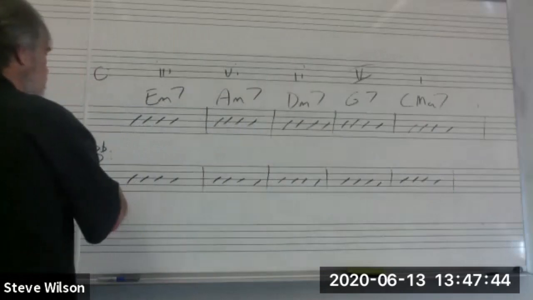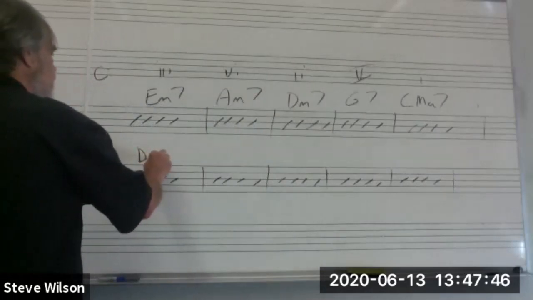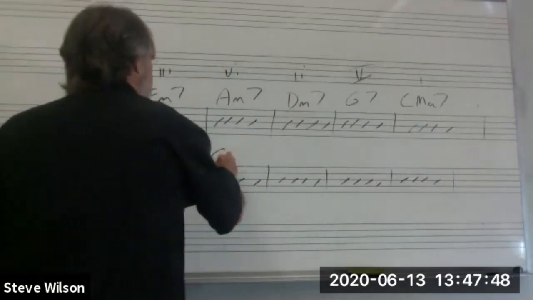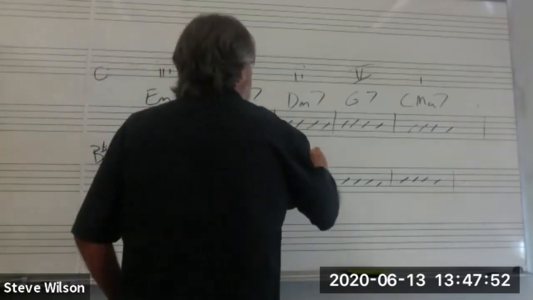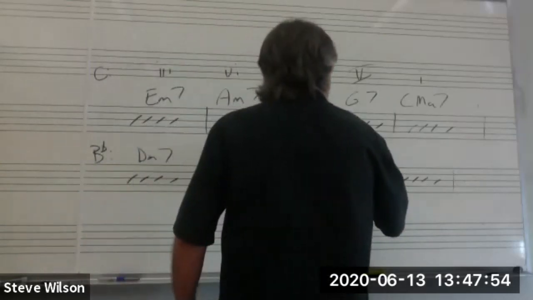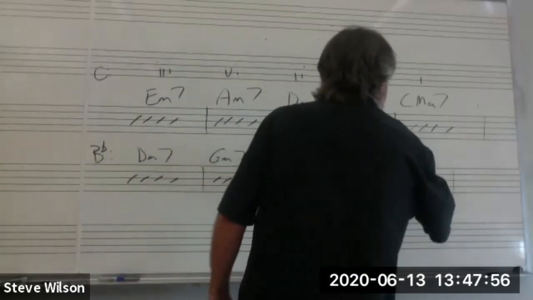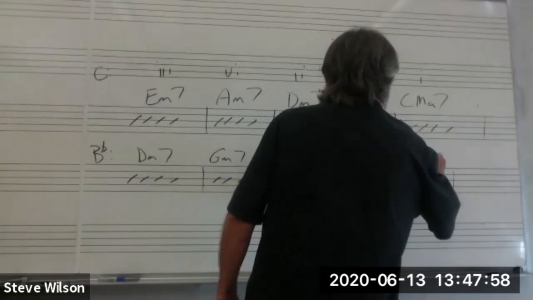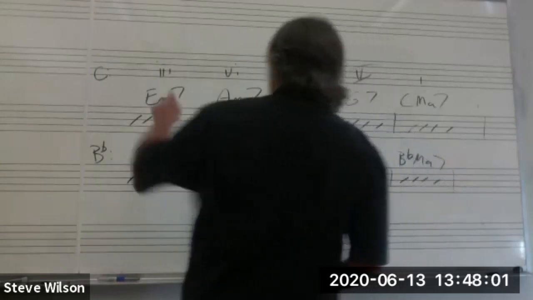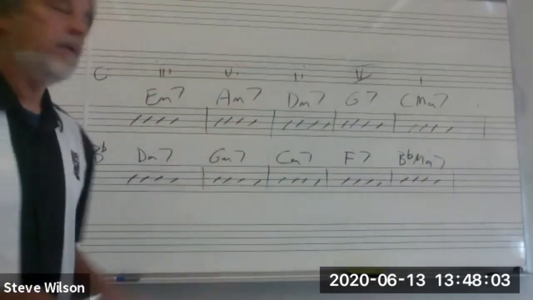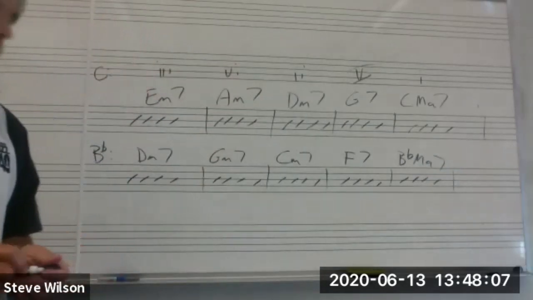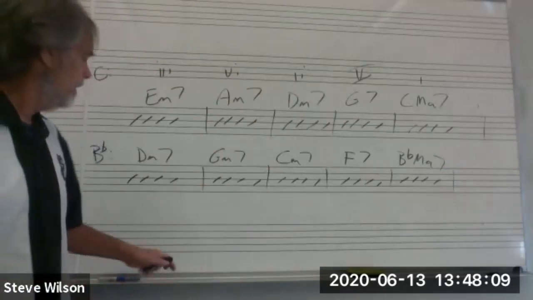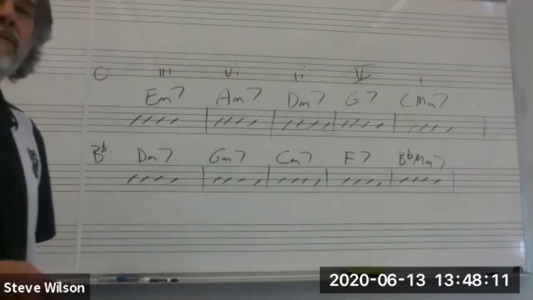my 3 chord in B flat is going to be a D minor 7. My 6 chord in B flat is going to be a G minor 7. My 2 chord in B flat is going to be a C minor 7. My 5 chord in B flat is going to be an F7. And then my 1 chord is B flat major 7. So using the same Roman numerals, we can change keys. And this is going to be something that you need to look into in your further studies of jazz harmony.